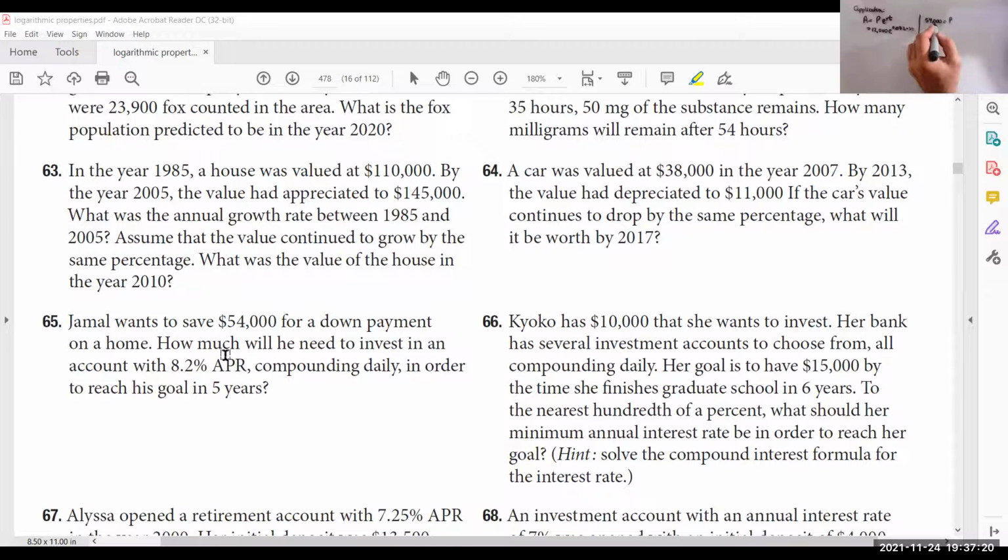So 54,000. How much money do I need to invest now if the investment is at 8.2% continuously compounded? So it will be e to the what? 0.082 t. Over how many years? 5 years, times 5. Okay, so let's go ahead and work on these ones. Let me stop sharing the document so I can share the calculator.